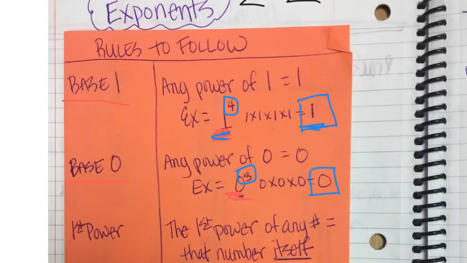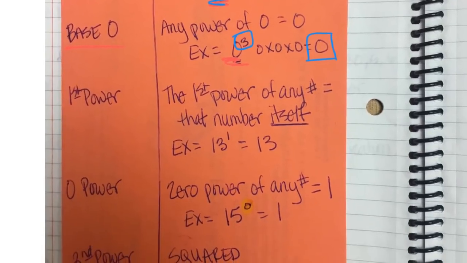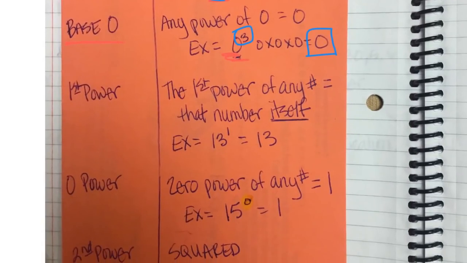Okay, then moving down here, our first power rule. First power says the first power of any number equals that number itself. So for this example, they use the number 13 here. Well, 13 to the first power is still going to be 13. So it's itself is the answer. If you take it to the first power, the answer is the same number itself.